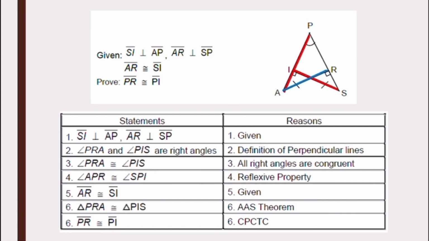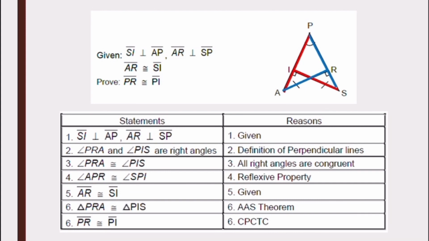For our analysis, it is given that line segment SI is perpendicular to line segment AP, and line segment AR is perpendicular to line segment SP. We know that perpendicular lines form a right angle, and all right angles are congruent. Since angle PRA and angle PIS are right angles, then angle PRA is congruent to angle PIS.